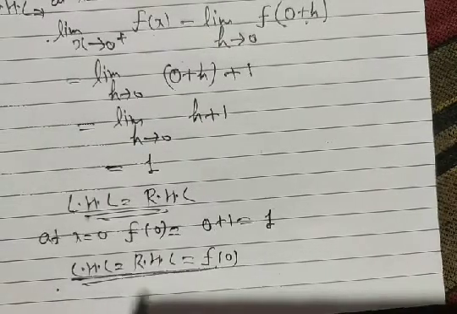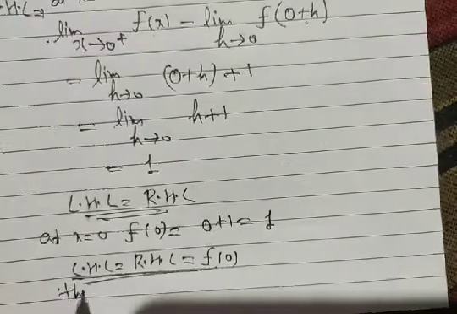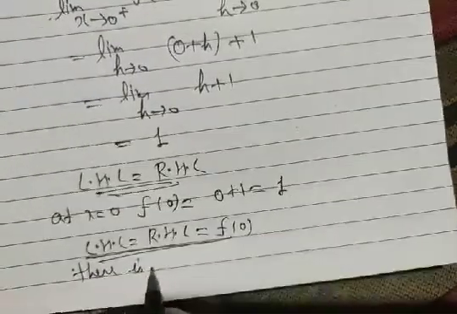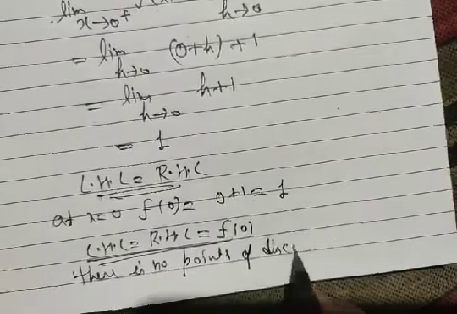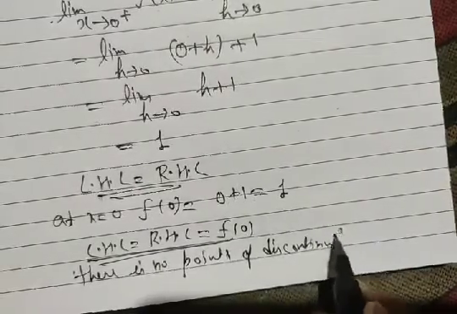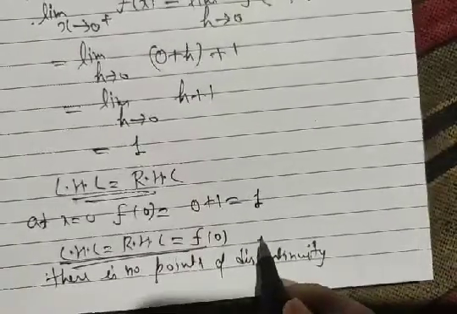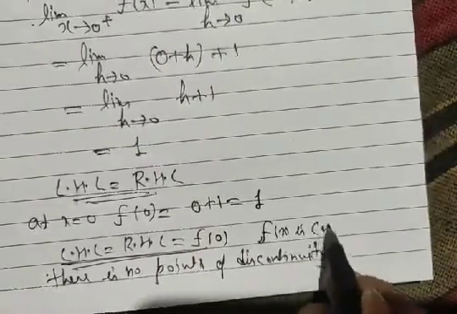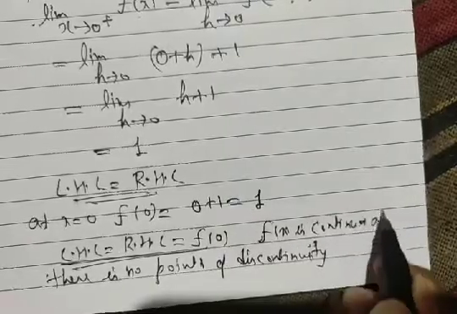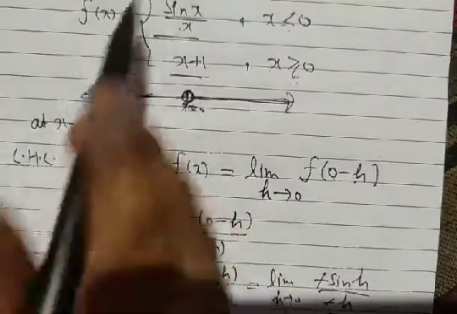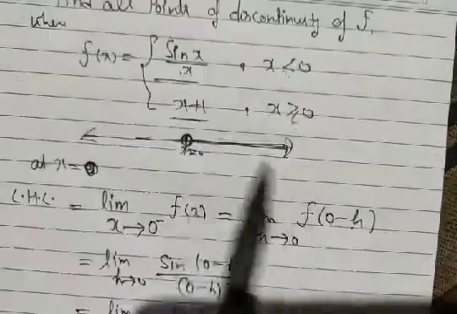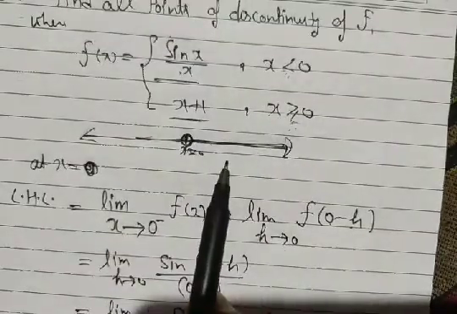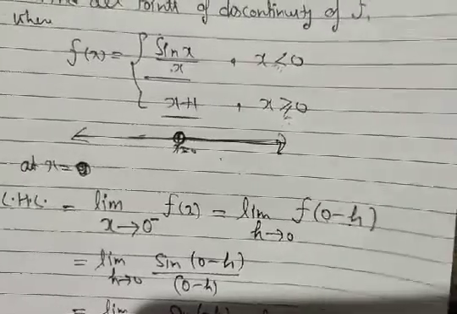this function is continuous. Then our statement is what? There is no point of discontinuity, because f(x) is continuous at x equal to 0. f(x) is also continuous at x equal to 0. Already we have defined that it is continuous when x is less than 0. It is also continuous when x is greater than 0. Now we are going to proceed with our example.